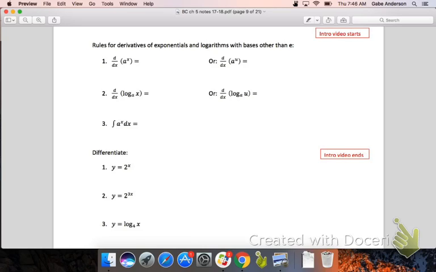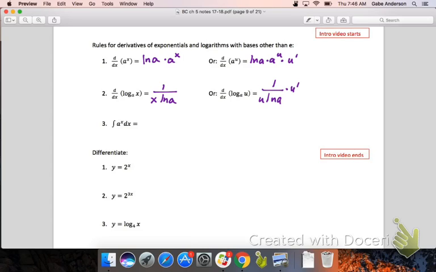The derivative d/dx of a to the x is equal to ln of a times a to the x. Or if you've got a chain rule, because you've got a composite, then it would be ln of a times a to the u times u prime. The derivative d/dx of log base a of x would equal this, 1 over x ln of a. Or if you get the chain rule pattern, it's going to look very similar. It would be 1 over u ln of a times u prime.